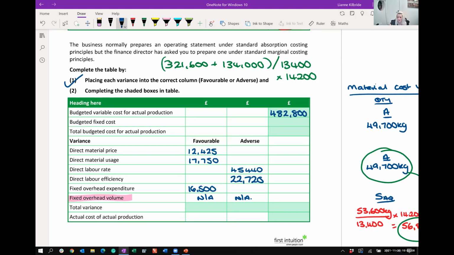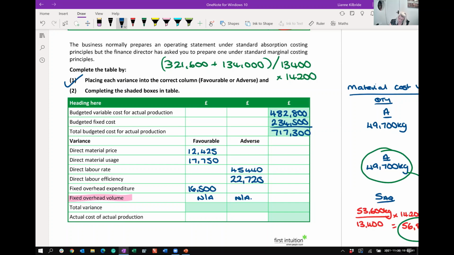482,800. Okay, so Sarah, I'll come back to your question when I get down to that line, just to reiterate. Okay, not to worry. So 482,800. So what's the budgeted fixed cost? You just take that directly from the table. So that's 234,500, which gives us a total budgeted for actual production of 717,300. Okay, so that is what our actual flex budget would be.